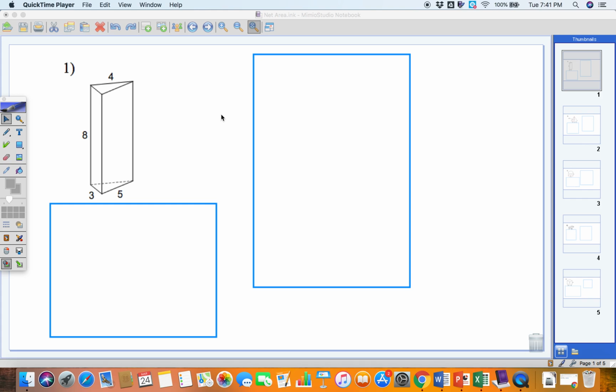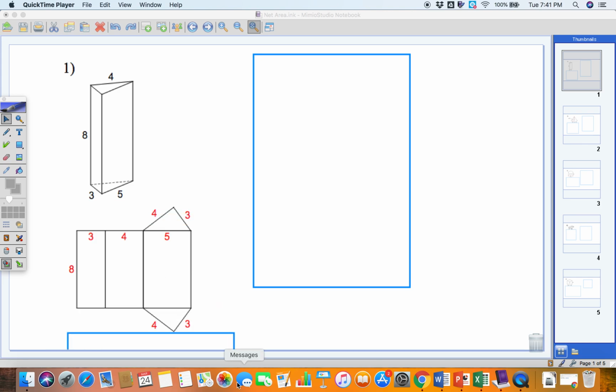Hi guys, this video is about how to find the area of composite shapes using nets. So the first thing that you need to do on the net area assignment is to label all of the measurements on the net. So this is an example of what that should look like.